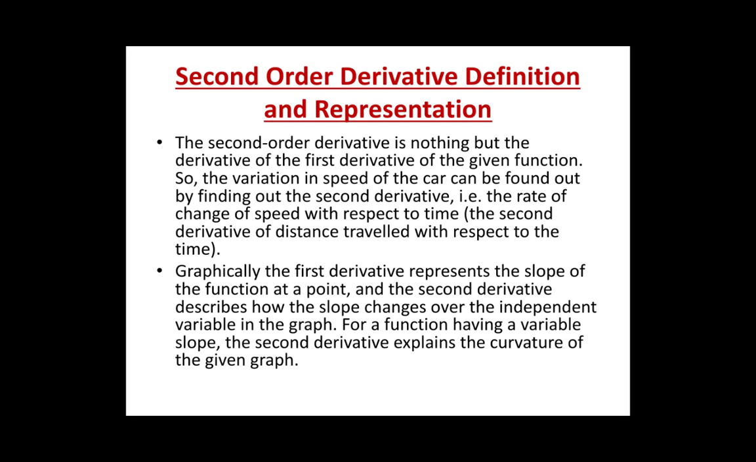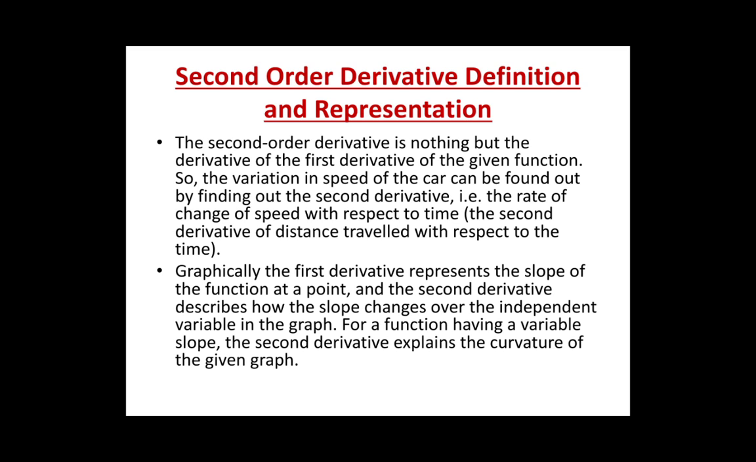Now, let us see the definition of second order derivative and its representation. The second order derivative is nothing but the derivative of the first derivative of the given function. So the variation in speed of the car can be found by finding the second derivative. That means the rate of change of speed with respect to time, so the second derivative of distance traveled with respect to time.